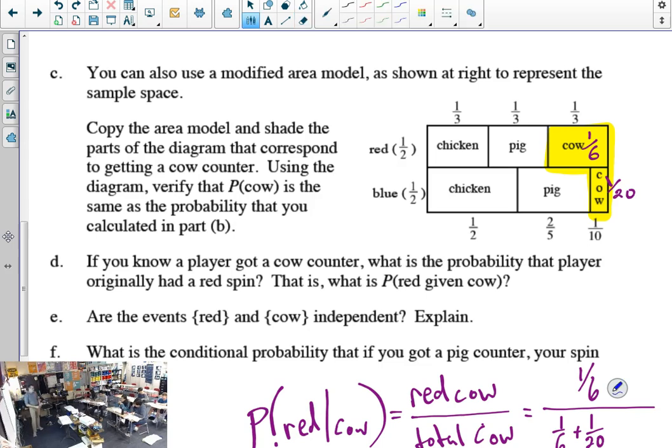Does that make sense? It affects it. If the probability of cow in red was 1/3 and cow in blue was also 1/3, if their probabilities were the same, then it wouldn't matter whether we got red or blue. We'd just have a 1/3 chance of cow.